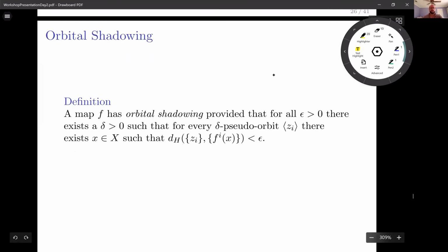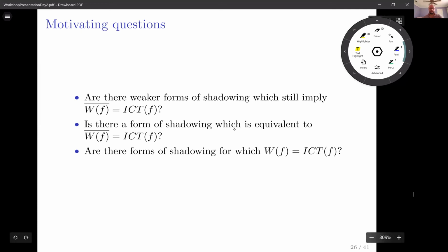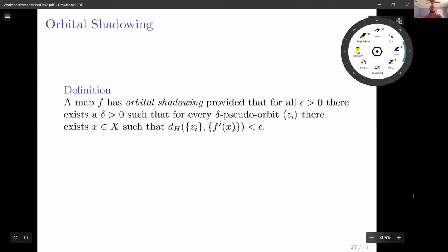Okay. So in order to proceed, what we need to do is look at some variations of the shadowing property. The first of these that I want to talk about is what's called orbital shadowing. Orbital shadowing is going to make use of the Hausdorff metric. The setup is basically the same. For every epsilon greater than 0, there's a delta greater than 0, such that for every delta pseudo-orbit, there is a point such that, and this is where it's different, rather than looking at the pairwise distances, we look at the distances of the sets. The orbit of X is close to the delta pseudo-orbit.